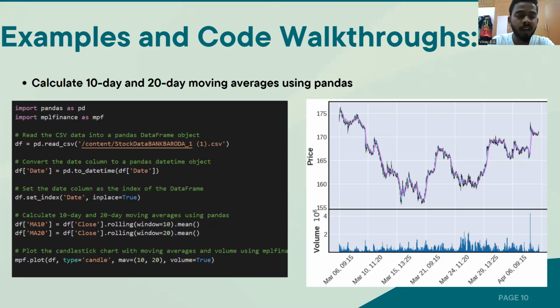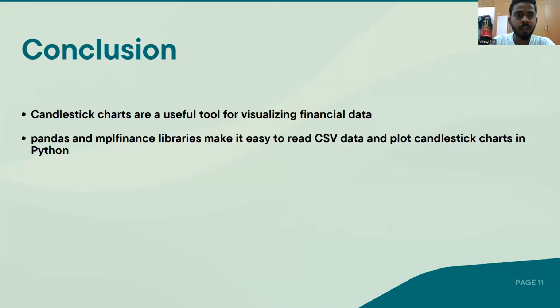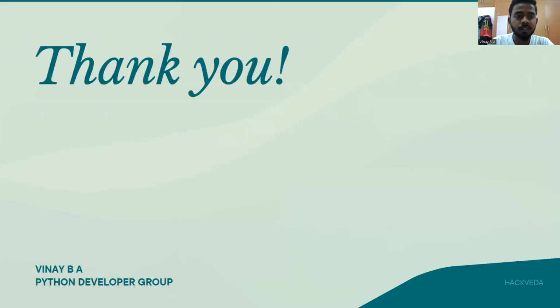Then plot the candlestick graph with the moving average, using the type of the data as candlestick, and the moving average for 10 days and 20 days will be present. Then overall my conclusion is candlestick charts are a useful tool for visualizing financial data, and the pandas and MV files libraries make it easy to read the CSV data and plot the candlestick chart in Python. So these are my topics. Thank you.